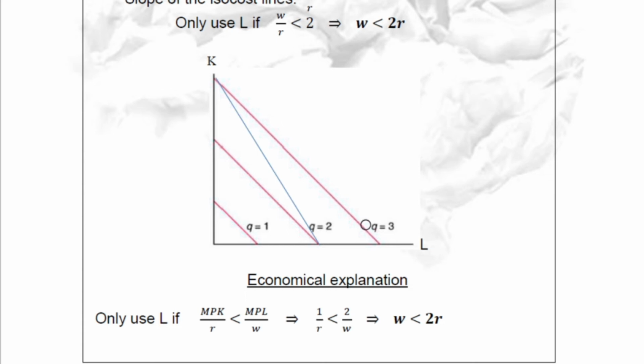Okay, but that's not necessary if we read the sentence correctly. Economic explanation. We only use L whenever each euro I spend on L gives me more production than each extra euro I spend on capital. So if I solve this equation, we get, of course, the same answer. Yeah?